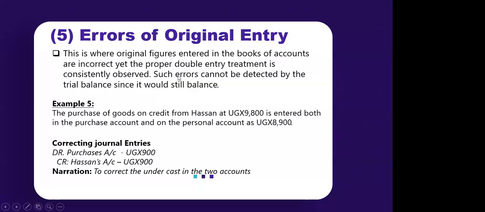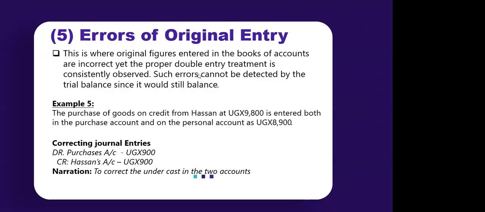Error of original entry. This is where original figures entered in the books of accounts are incorrect, yet the proper double entry treatment is consistently observed. Such errors cannot be detected by the trial balance since it would still balance. So that is an error that cannot be detected by your trial balance. So Joseph, you had the right answer, but you had to say no. That was the answer. No, it doesn't affect the trial balance because it is an error of original entry.